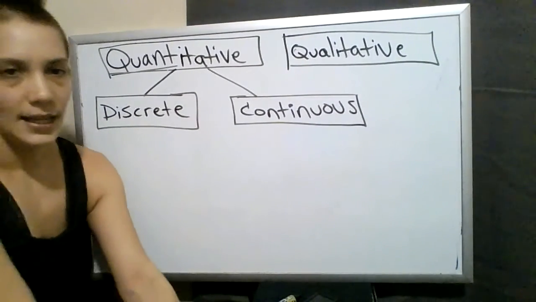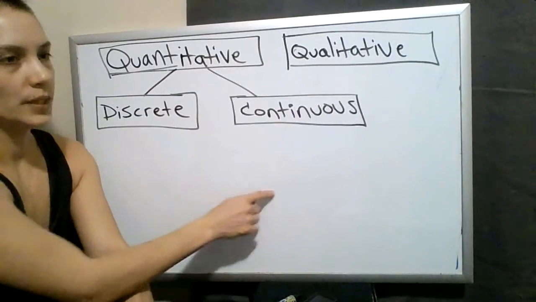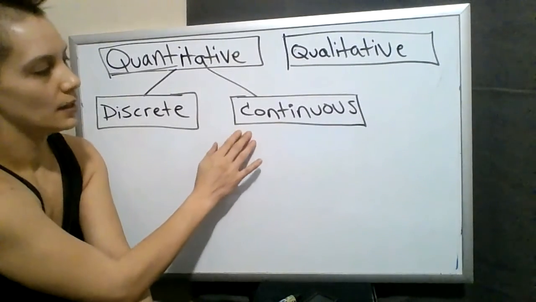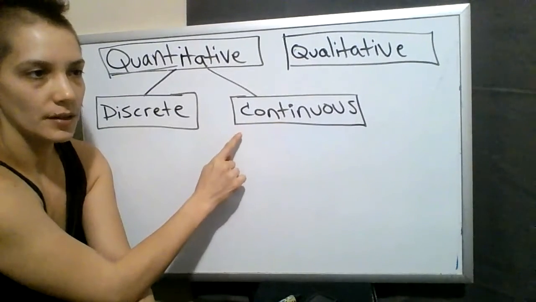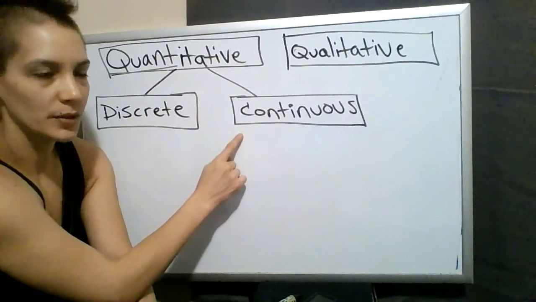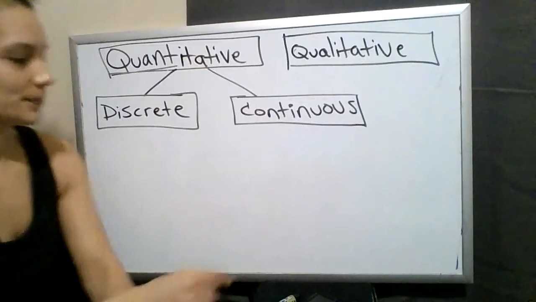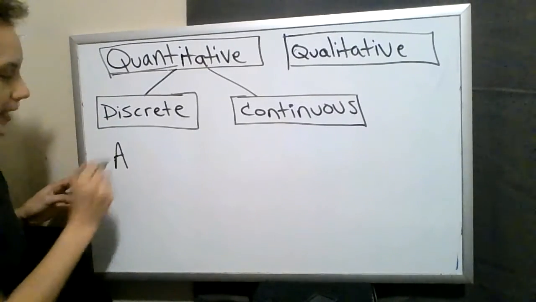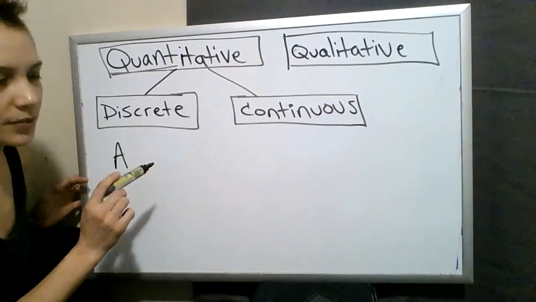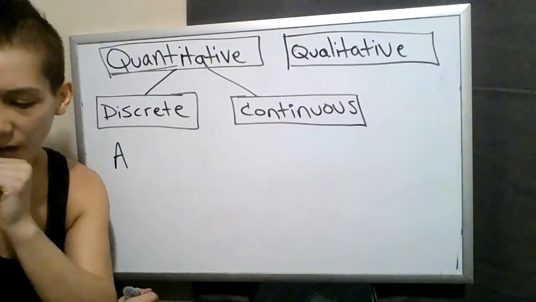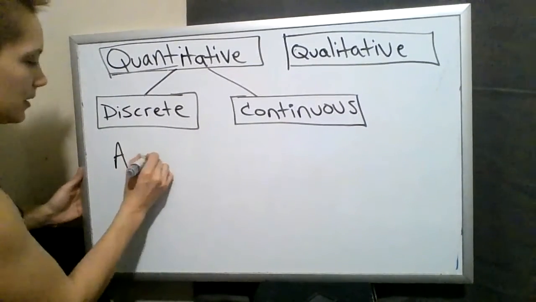And the plan is to do just a couple examples for discrete, and then we will spend a bit of time talking about interval notation for continuous variables. We're writing the set for a continuous variable in interval notation. Okay, let's start here. A discrete variable has a countable number of values.